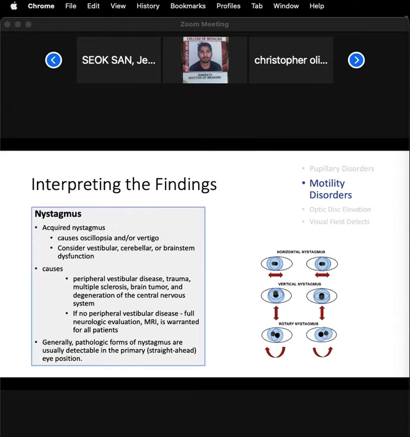So generally, pathologic forms of nystagmus are usually detected in the primary straight ahead position. So we don't even have to ask the patient the 9 positions of gaze. Just straight gaze, primary gaze, and you already observe the nystagmus.